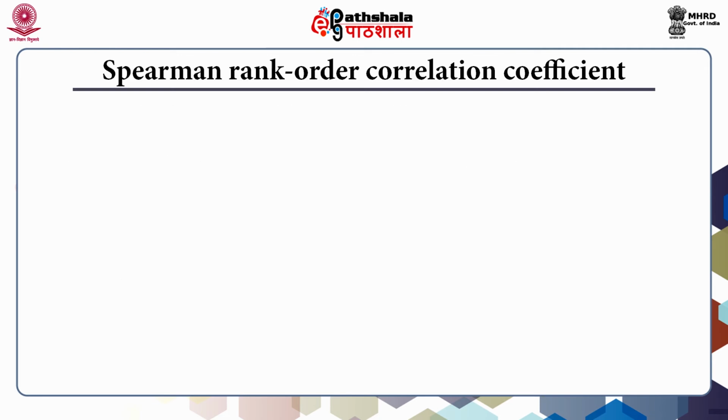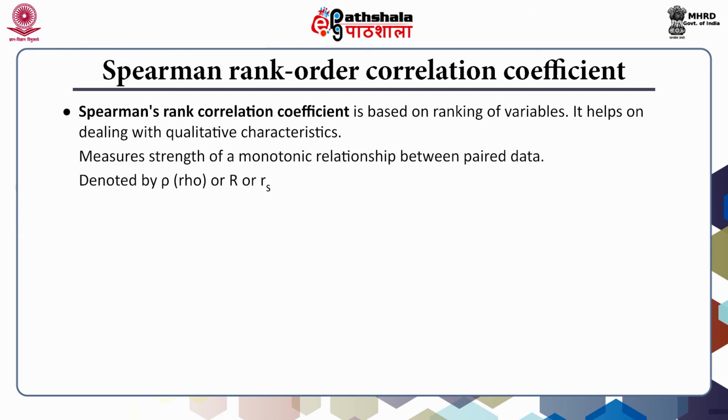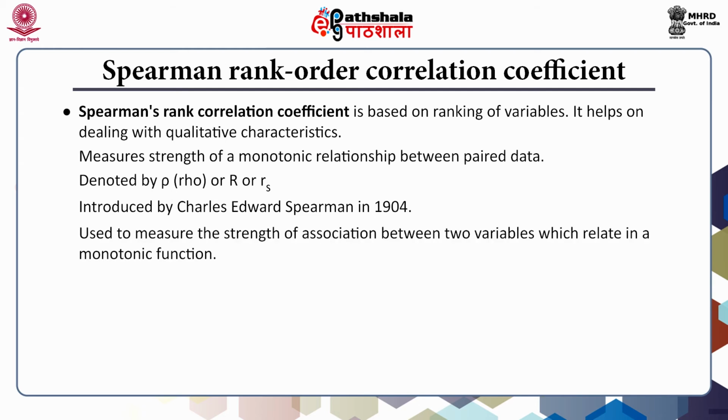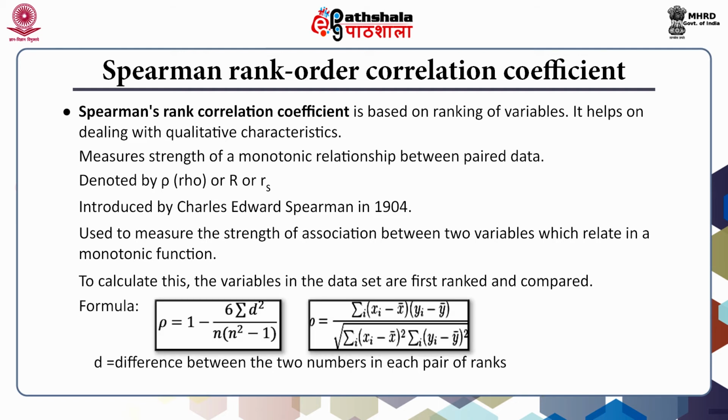Spearman's rank correlation coefficient. This is based on the ranking of variables. It helps in dealing with qualitative characteristics. It is denoted by rho or R. This was introduced by Charles Edward Spearman in 1904. It is used to measure the strength of association between two variables which relate in a monotonic function. To calculate this, the variables in the dataset are first ranked and compared. The Spearman's rank correlation coefficient is obtained by the formula which is given below.